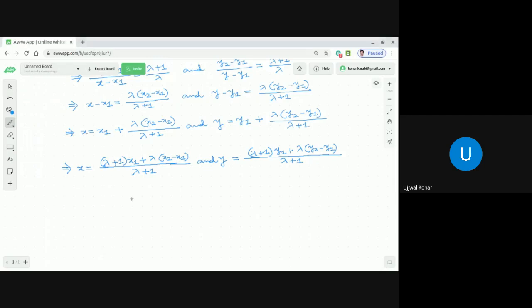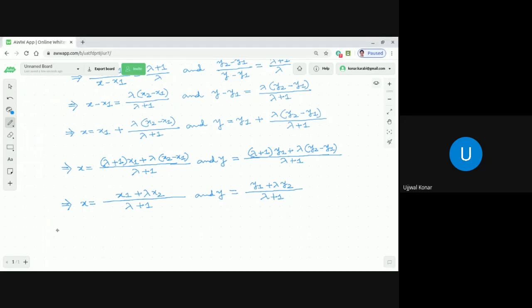Now let's simplify a little more. If we simplify, we are going to get x is equal to, lambda x1 and lambda x1 will get cancelled. So we get x1 plus lambda into x2, divided by lambda plus 1. And in the same manner, we get y is equal to y1 plus lambda into y2, divided by lambda plus 1. So we are able to express x and y in terms of lambda, x1, x2, y1, y2, because these quantities are known to us. And with these known quantities, we are able to find the coordinate of the point P, that is x and y.